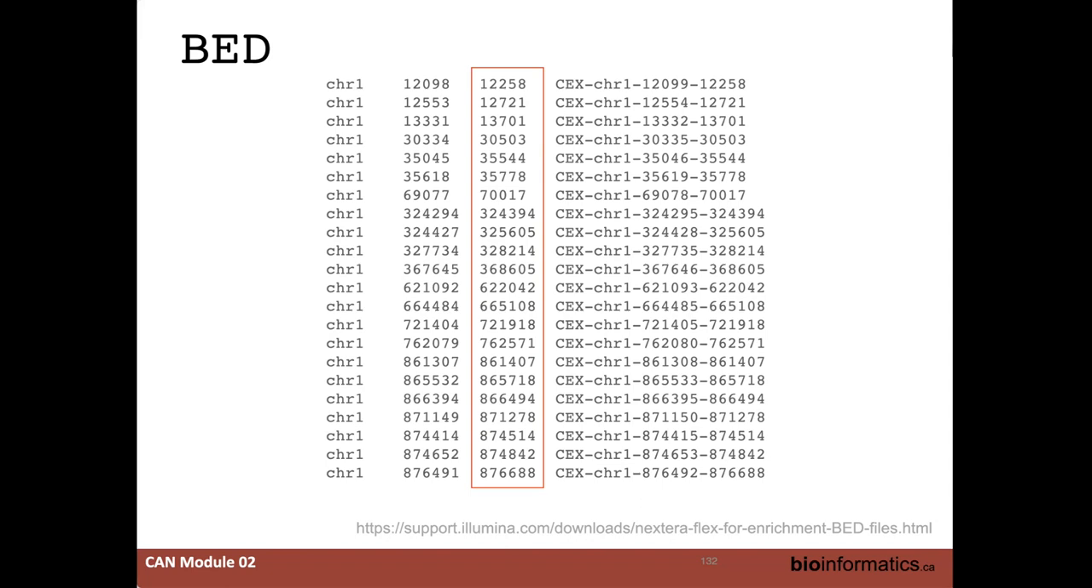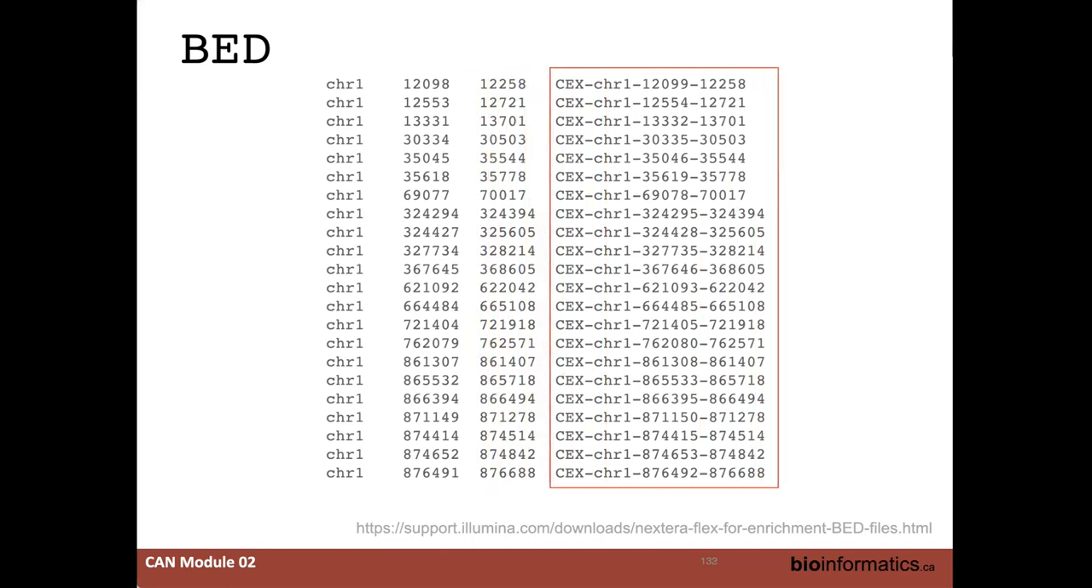There are a lot more columns associated with this one, some of them for visual purposes, others to identify, for example, what strand it is on. For this purpose here, Illumina gave us a name to say where it's located. Some people will actually store information like gene information, so genes of interest or even segments of genes. So it's really just boiling down to what regions of interest do I have?